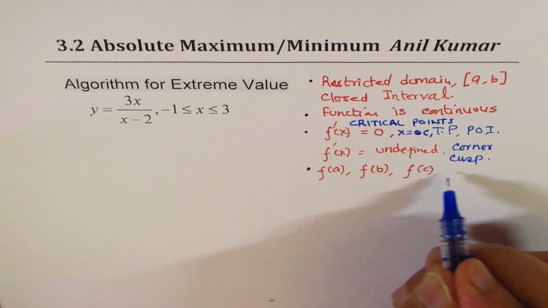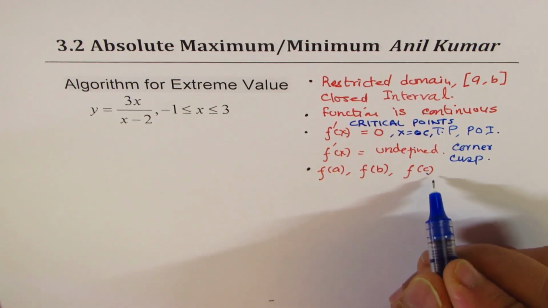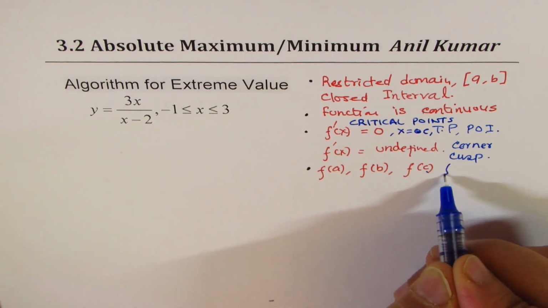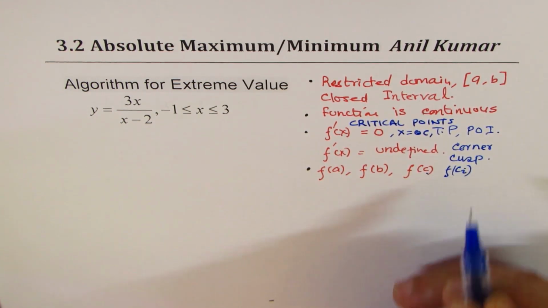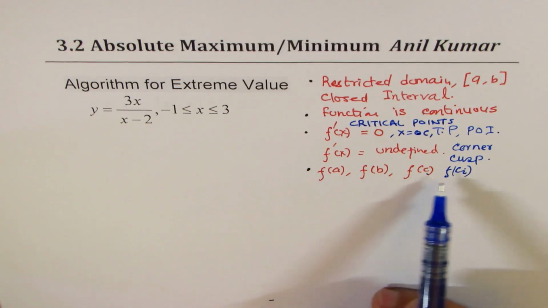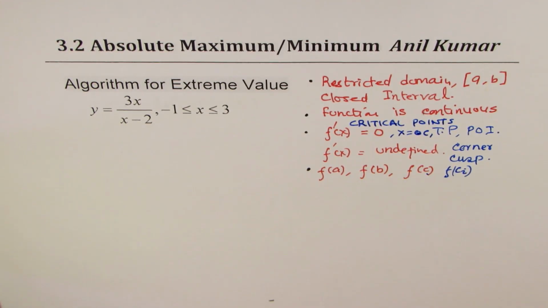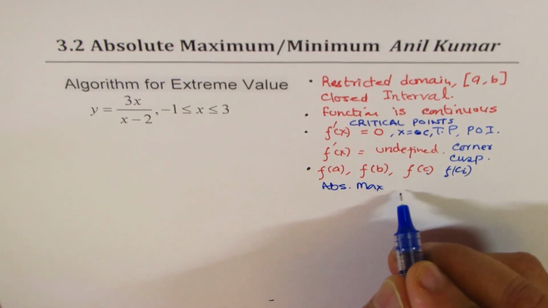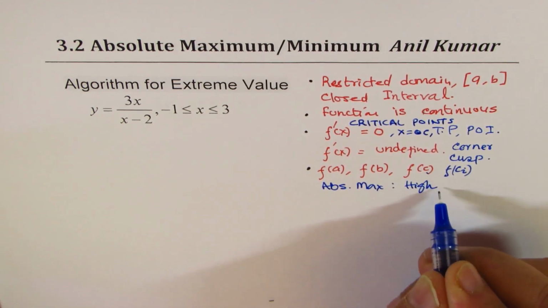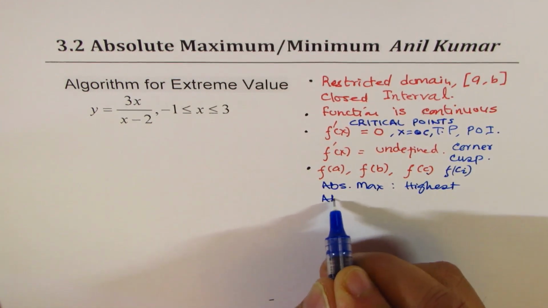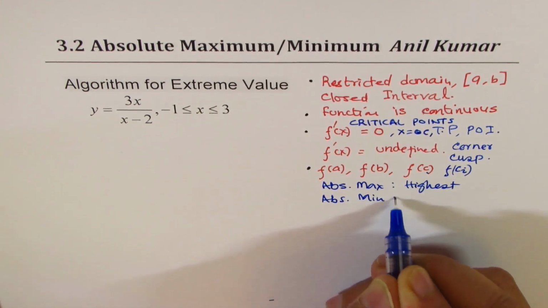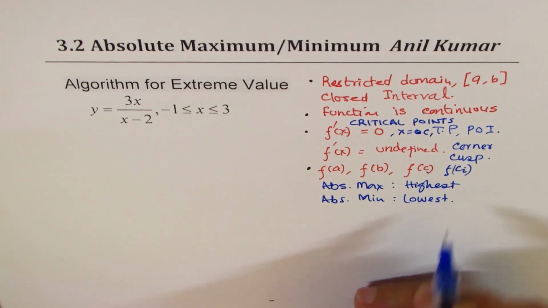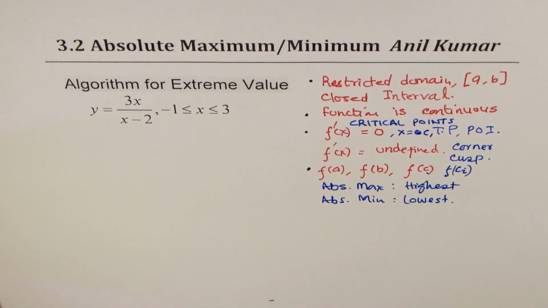So at all the critical points, you have to check values. Let me call this f of ci, where i indexes all the critical points. Out of these values, the highest value is the maximum and the lowest value is the minimum, right? When we talk about absolute maximum, it is the highest value, and when we say absolute minimum, it is the lowest value. Is it okay? So that becomes the algorithm for us. We'll talk about it as we move along.